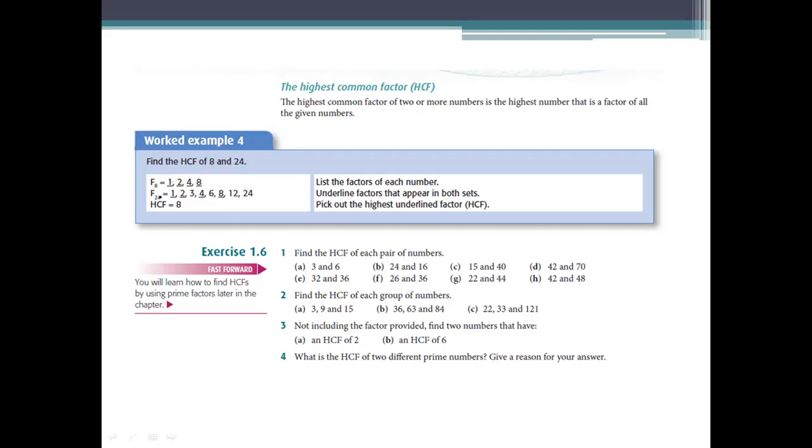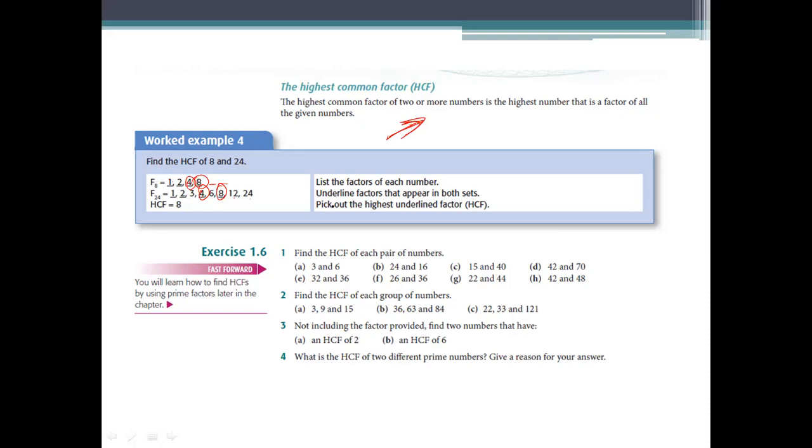And what about 24? 1, 2, 3, 4, 6, 8, 12, and 24. We need the common factors, in ascending order, and the highest common factor is exactly 8, because after 8 there is no other common number. Before 8 is 4, which both have too, but 4 is less than 8. That's why it's not the HCF.